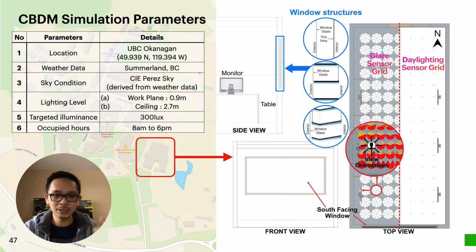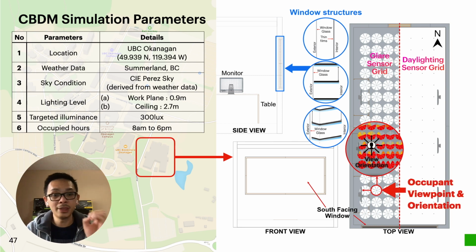So the climate-based study has two sets of sensors, the daylight sensor and the glare sensor, that we can use to generate the daylight performance metrics and the glare performance metric for the calculation. For the glare assessment, we choose a specific occupant viewpoint and orientation, which is facing the window, while they are sitting on the chair in a seated position.